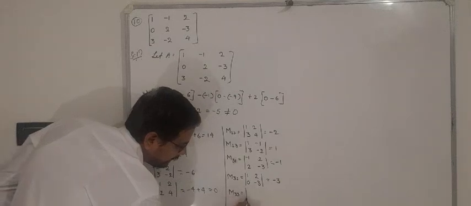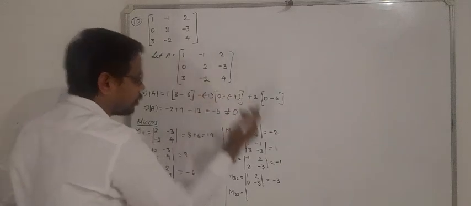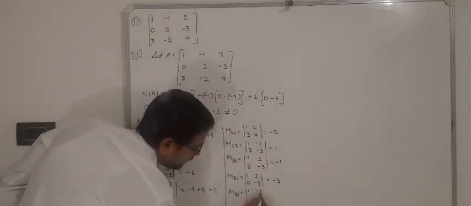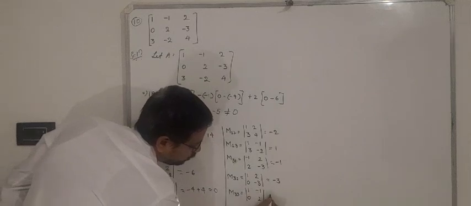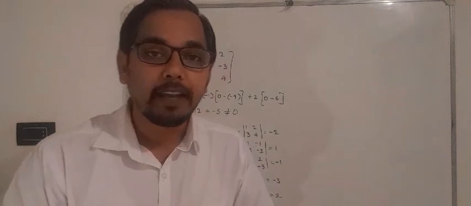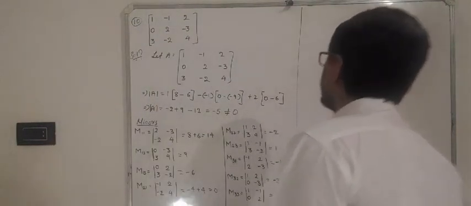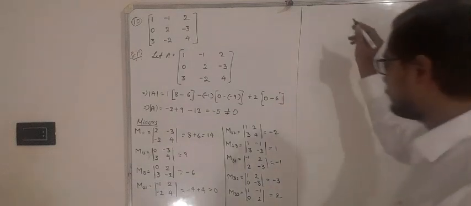m33. So m33 is the minor of this one. 1 minus 1, 0, 2. 1 into 2 is 2. 2 minus 0 is 2. So we have calculated the value of all the minors. Okay. So let's find the cofactors.